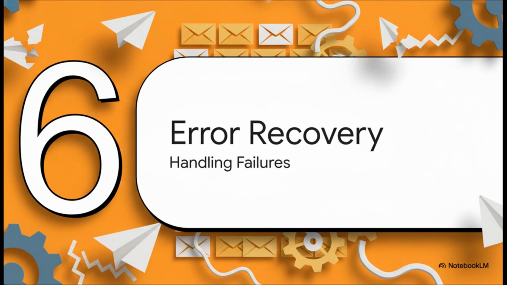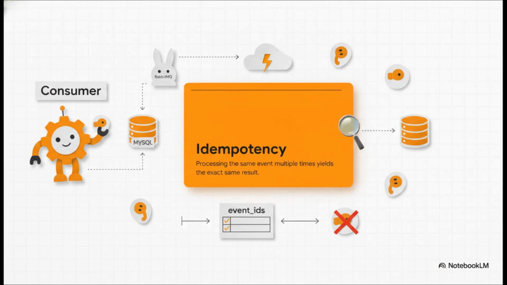And finally, Part 6, Idempotency and Error Recovery. Okay, we absolutely have to talk about idempotency. Basically, this means that processing the exact same event multiple times yields the exact same result, which prevents incorrect state changes or data corruption. Think about it.